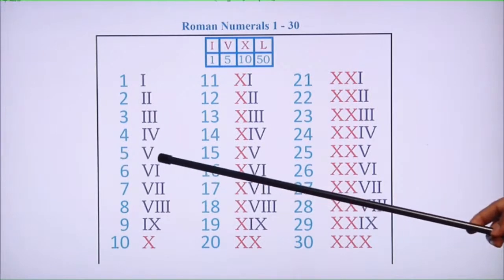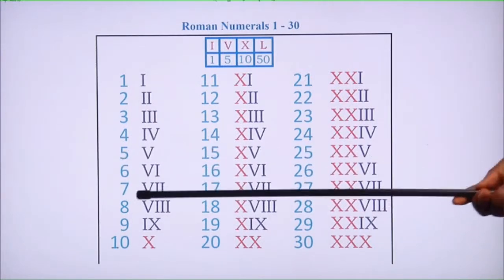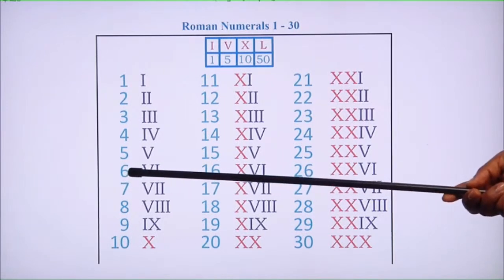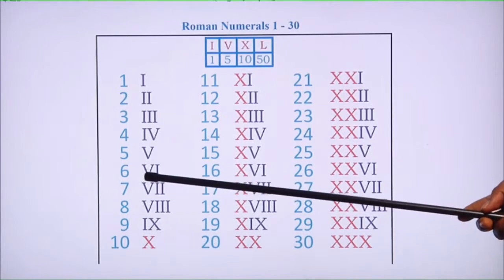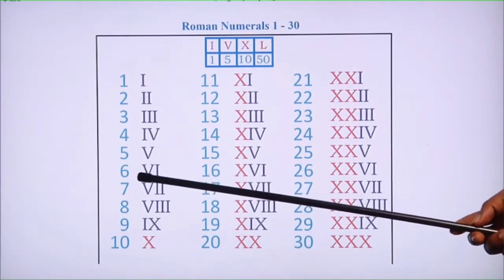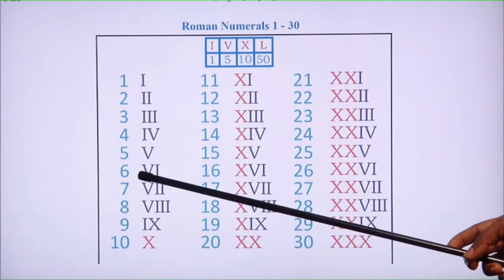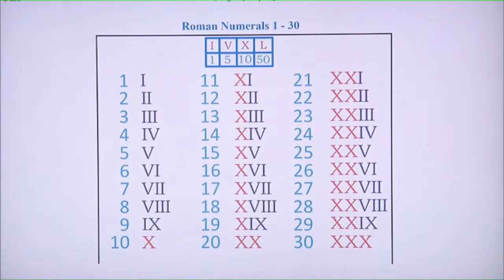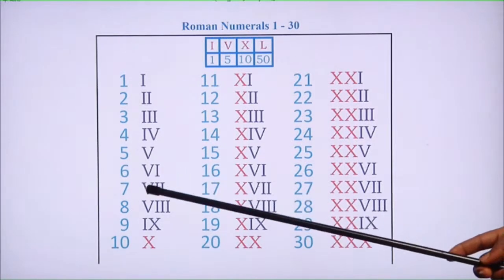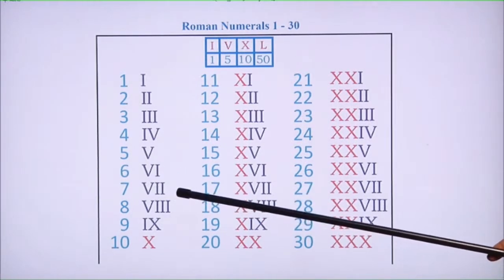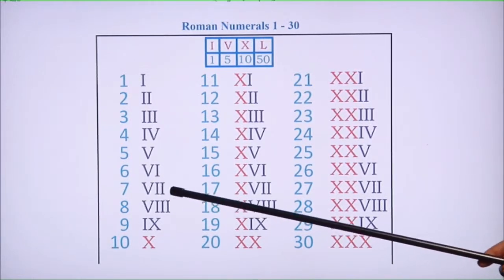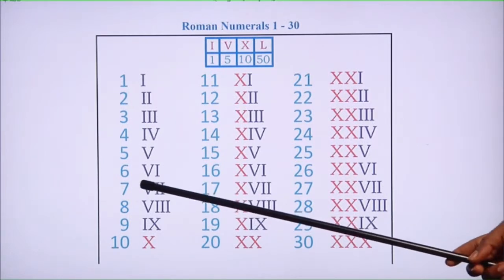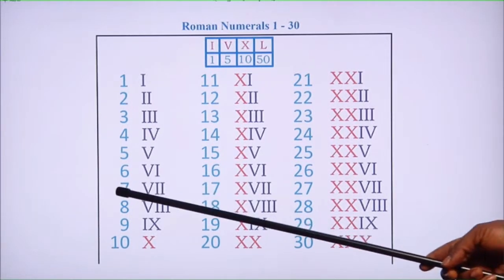Now 5 is V. Rule of addition, you add the smaller value to the bigger value. So we have VI, which is 6. 5 plus 1, and that is 6. We have VII, which is 7. We have V, which is 5, and then 2 of the I's, which is 2. So 5 plus 2 will give us 7.